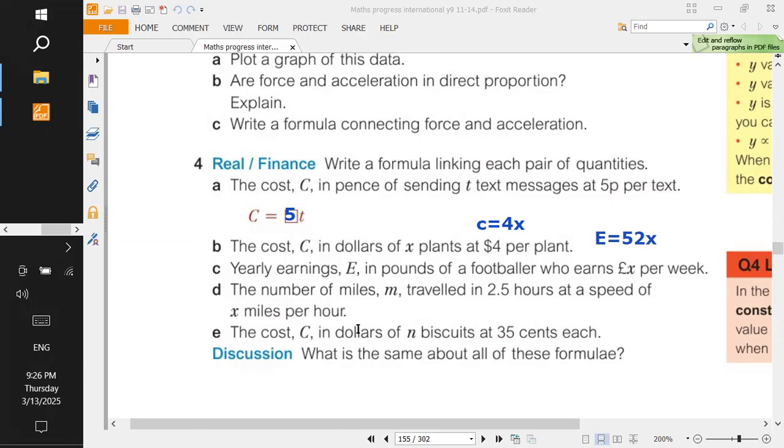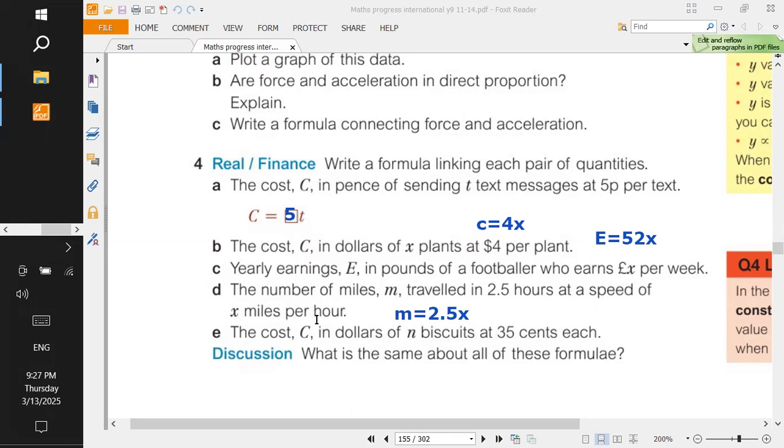And D here, the number of miles, M, traveled in 2.5 hours at a speed of X miles per hour. So this means that the number of miles, which is M, equals 2.5 hours at a speed of X miles per hour. So the speed is X miles per hour. We just multiply it by 2.5. Yes, this is the number of miles traveled in 2.5 hours at a speed of X miles per hour. So it's going to be 2.5X.